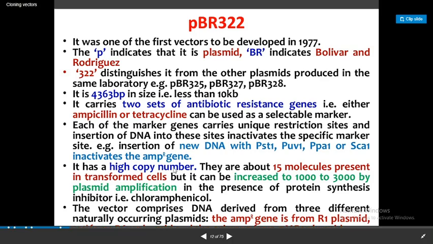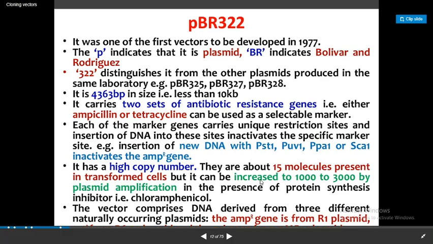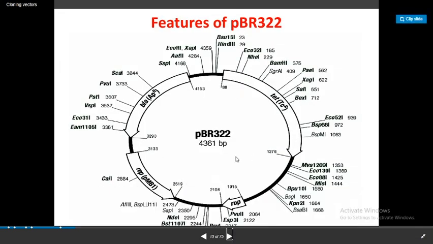It has a high copy number. That means you can multiply a lot of copies of this, a lot of recombinant DNA, 1000 to 3000 copies. These are the important features of pBR322. You can see the diagram of pBR322. See, there is a restriction site.